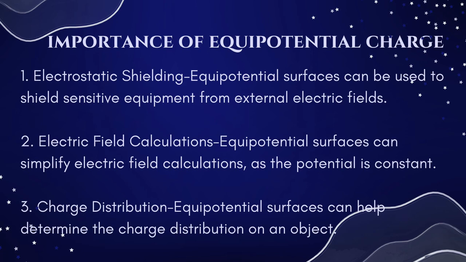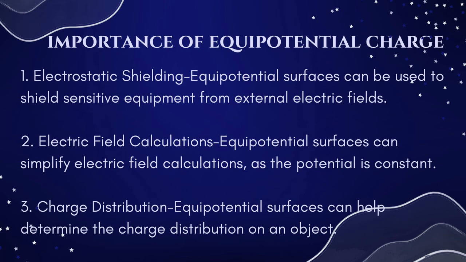Number 2, electric field calculations. Equipotential surfaces can simplify electric field calculations as the potential is constant. The electric field is defined as the force per unit charge exerted on a small positive charge placed in the field.